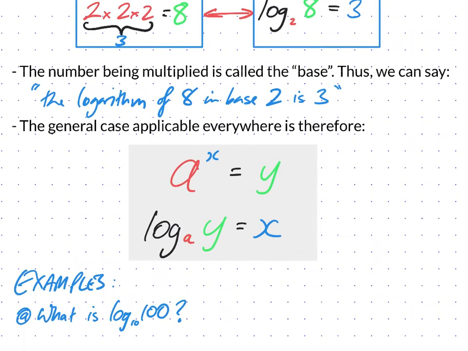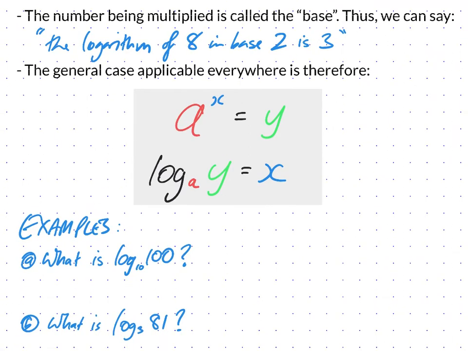And so we have the general case here. It's not always going to be 2. The base can be any number. So this link can also be illustrated like so. They're all linked between each other, all relating to the same thing. If I have the base number a to the power of x is equal to a certain number of interest, well, the log in base a of this number of interest is going to be equal to x, which is the number of times I multiplied the base number by itself to get the number of interest. So let's do some practice here.